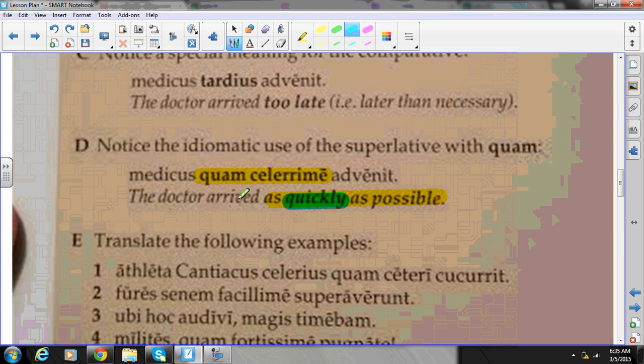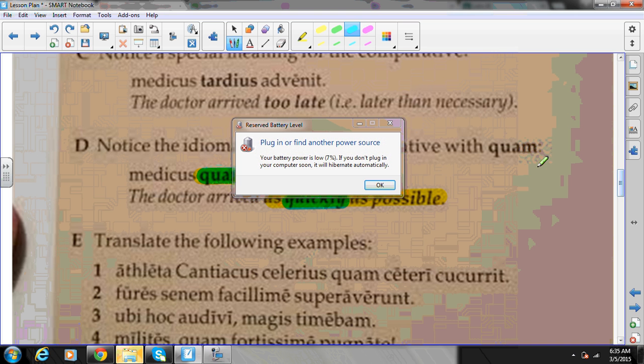So when I use quam, this is another form of quam. We have talked about it. It should not be a big surprise to you, but one that you're going to see quite a bit.